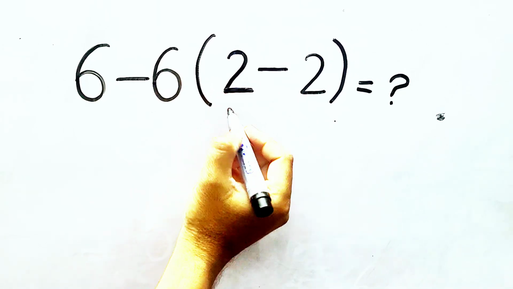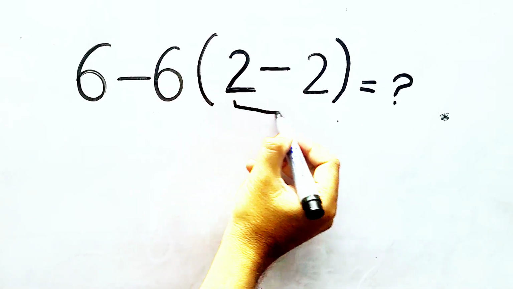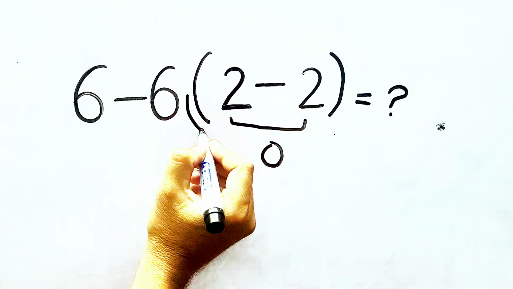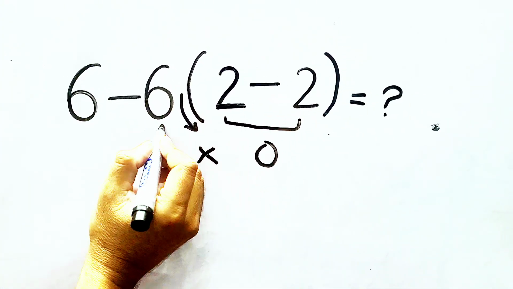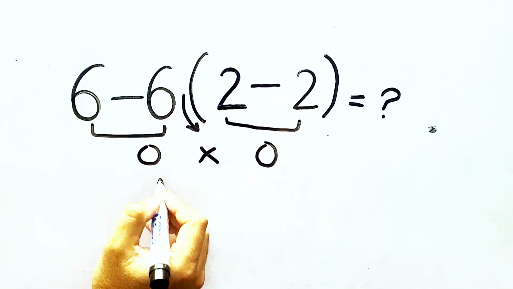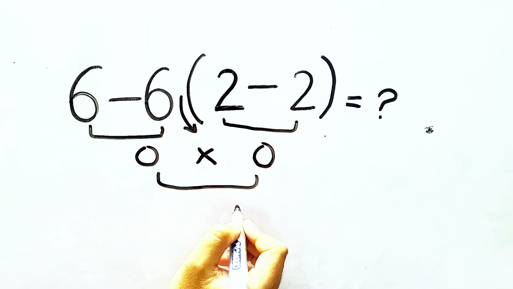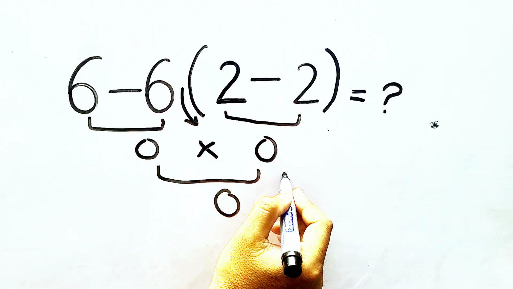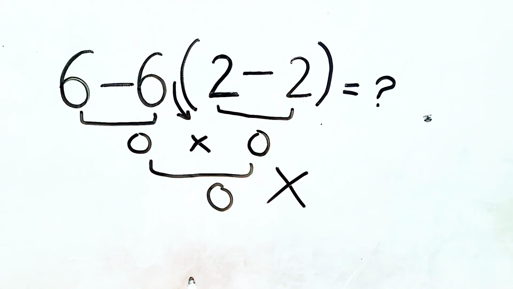Most people solve it in such a way that first of all, they solve the parentheses. They will get 0, and here we have a multiplication sign. And 6 minus 6 will again be equal to 0. When they multiply 0 and 0, they will get 0. Hence, 0 will be their answer. But remember that 0 is incorrect.